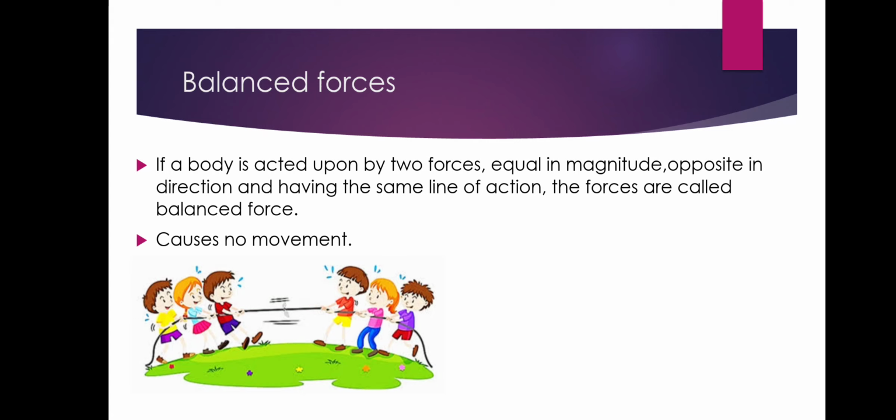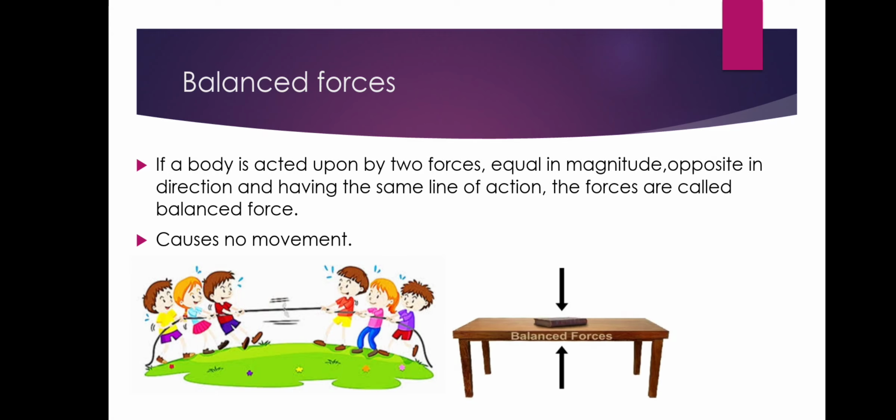So here, due to the balanced forces, what will happen? No team will be able to pull the other team over. They are equal in size. See here, they are equal in number and the force is also equally applied on both sides. So this is an example of balanced force.